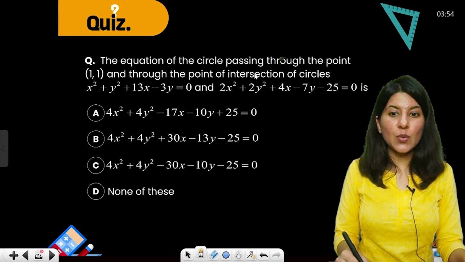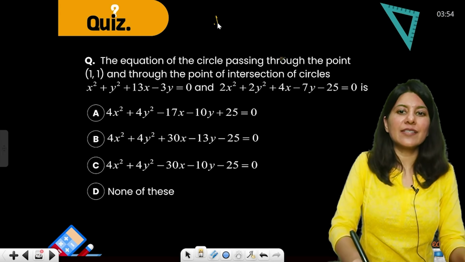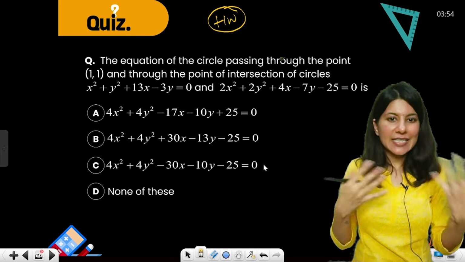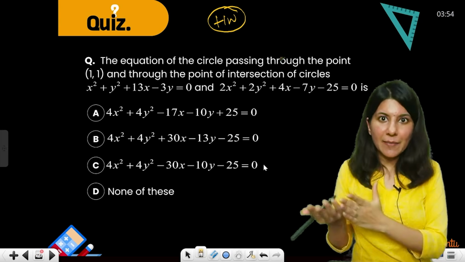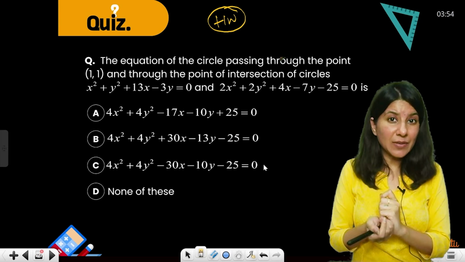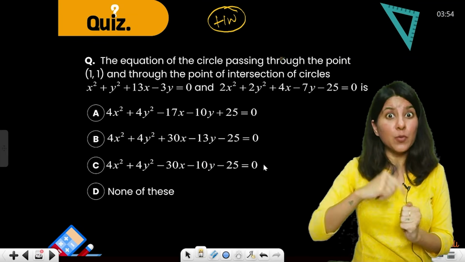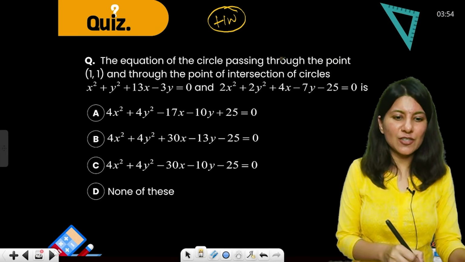Now, the equation of the circle passing through the point (1, 1): this is definitely a homework question. Again, the same thing: two circles are given, so S1 plus lambda times S2. Satisfy (1, 1), get the value of lambda, put the value of lambda in and you will get the equation. Do let me know in the comment section.